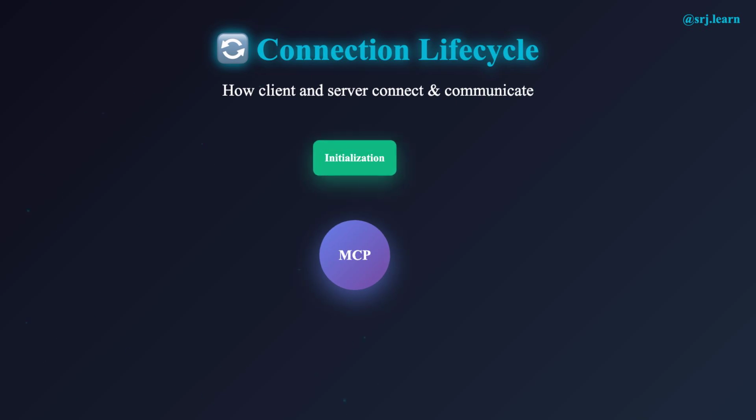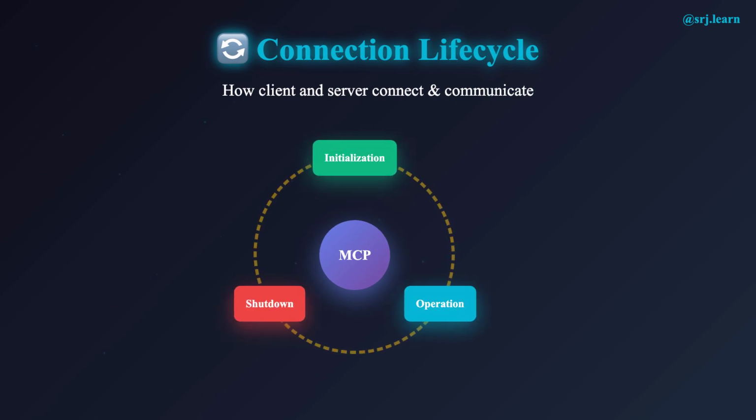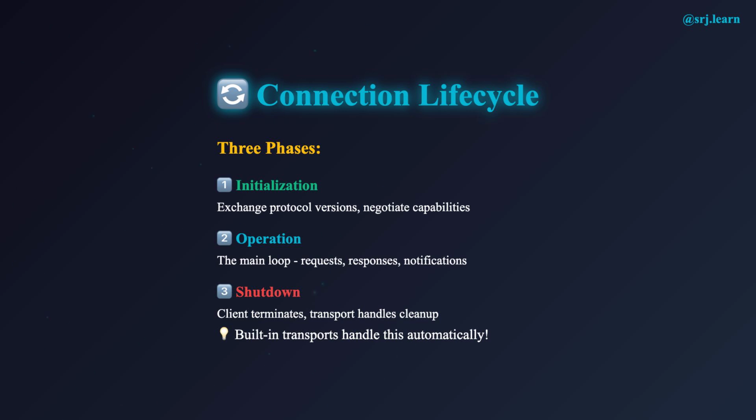Every MCP connection follows a three-phase lifecycle. Phase 1, initialization. The client and server exchange capabilities, negotiate protocol versions, and establish the connection. Phase 2, operation. This is where the magic happens. The client lists tools, the LLM decides which to use, the client calls them, and results flow back. This phase continues until the task is done. Phase 3, shutdown. The client terminates the connection, the transport handles cleanup, and resources are released. The built-in transports manage this lifecycle automatically, so you can focus on building your server logic.